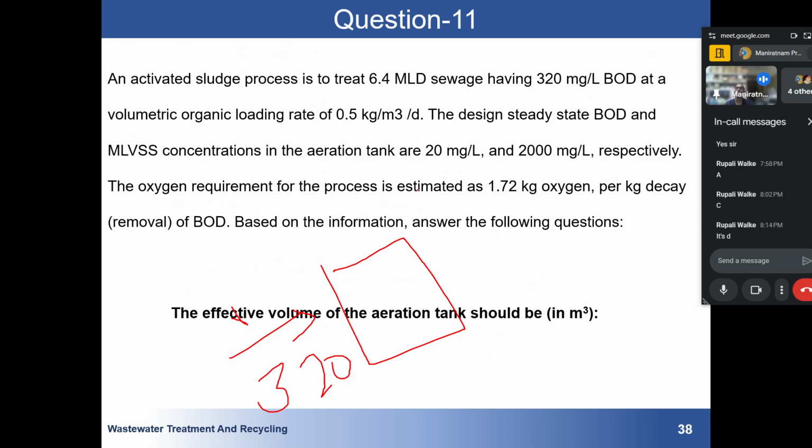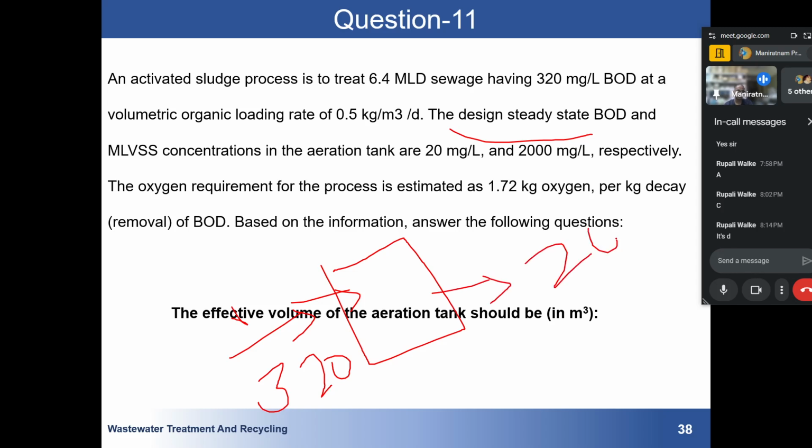MLVSS is given, sorry, MLVSS is 2000. This is the design BOD. Can anyone say what this design BOD is? What do you mean by design BOD? It's simply saying that whatever COD or BOD is coming in, that it is coming at 320. After treatment, it should be 20 milligram per liter.